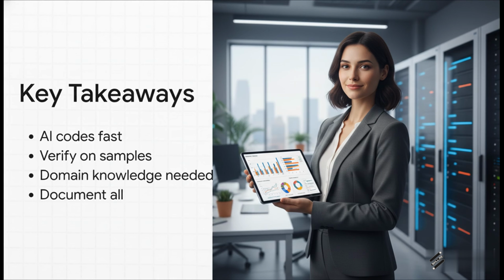Let's bring it all together with our key takeaways. AI generates cleaning code incredibly efficiently via plain language, saving you literally hours of tedious work. However, human verification on sample data is absolutely mandatory. Handling missing data and outliers requires your specific human domain knowledge. And finally, systematic documentation is what ensures your research is robust, trustworthy, and perfectly reproducible. You have to balance the automation of the AI with the rigor of the human expert.